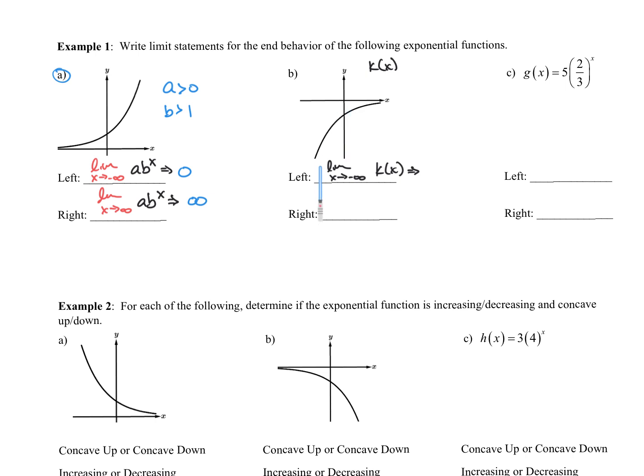As it goes left, what is it doing? It's going to negative infinity. All right, and so now I do a limit for my right. So now I have a limit as x approaches infinity of k of x because we named it now. And so what's it doing as it goes to the right? It's leveling off at 0. All right, cool. And this one's a little bit tricky.